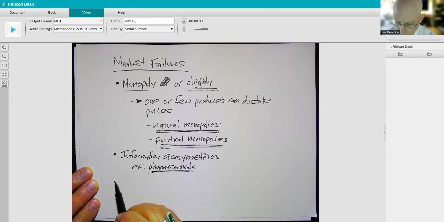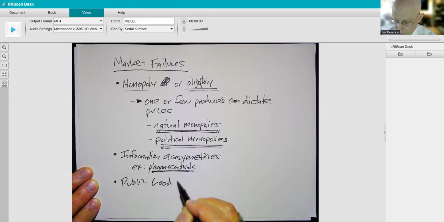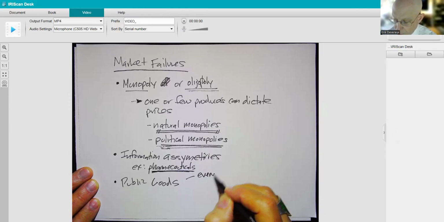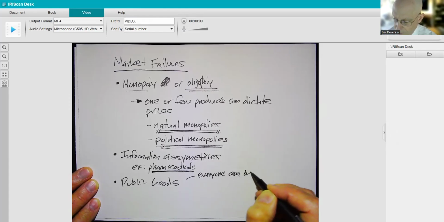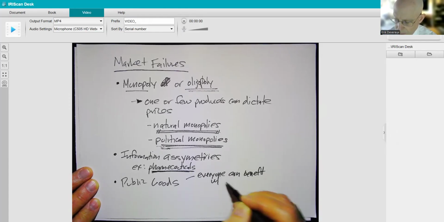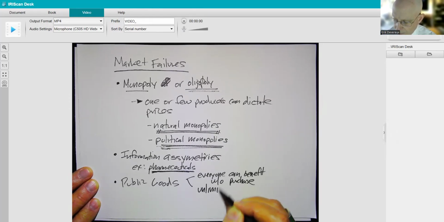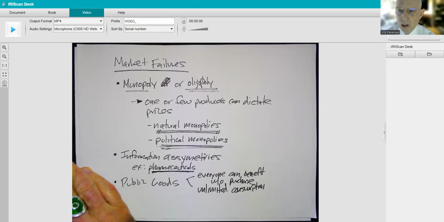Okay, and then of course there are public goods. Public goods are often talked about the most in public policy courses. Public goods are goods where everyone can benefit without purchase, and there's basically unlimited consumption, meaning what I consume does not affect what you consume. So a canonical example of this is national defense. When you produce national defense, everybody is defended inside their national borders by the military. And if you don't pay for it, you still benefit from it.